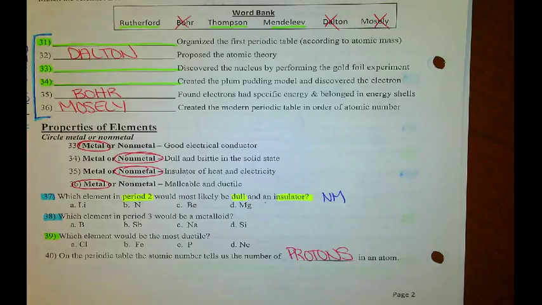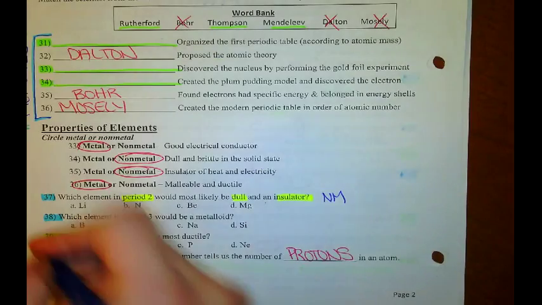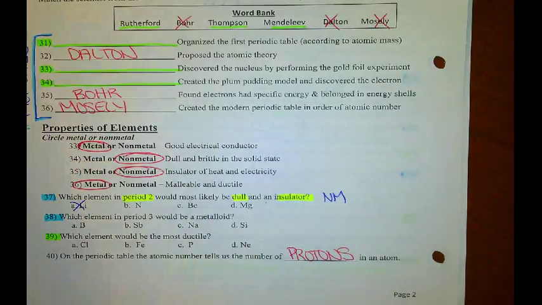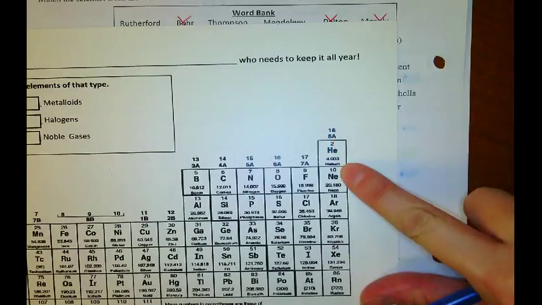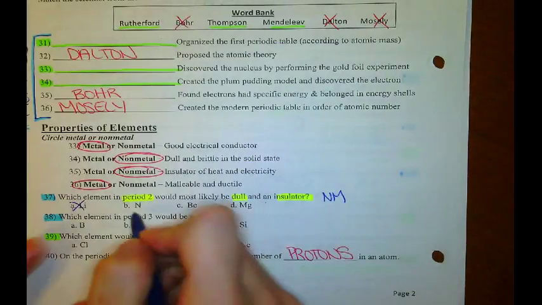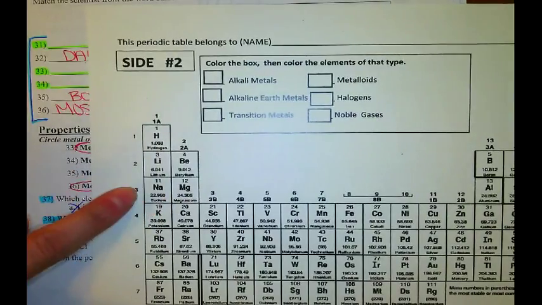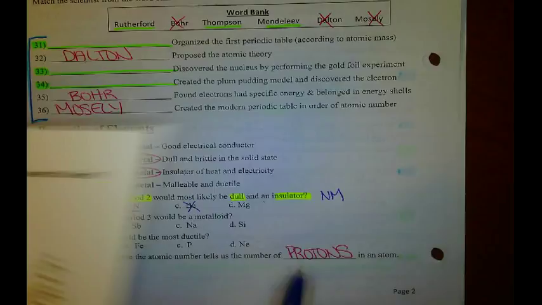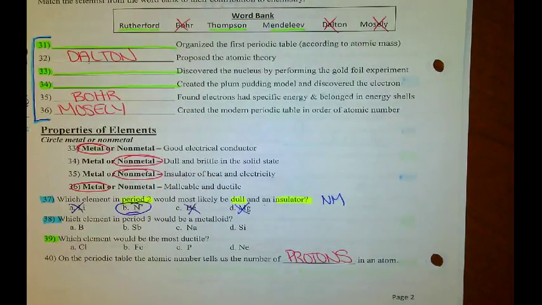So we're going to take out the garbage, right? Lithium is in period 2, but it's a metal, so that's garbage. I'm not going to pick that. Nitrogen is in period 2, right, because this is period 1, that's period 2, and it's a non-metal, so that looks good, but I'm going to keep checking. Beryllium's in period 2, but it's a metal, so that's not my answer. And magnesium's super garbage, because it's in period 3, so it's definitely not magnesium. So now that I've taken out the garbage, I can pick B.